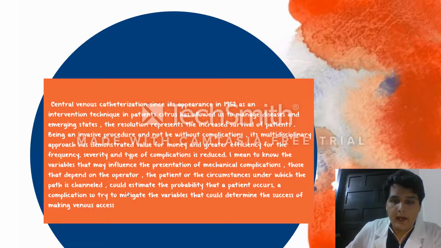reduced. I mean, knowing the variables that may influence the presentation of medical complications, those that depend on the operator, the patient, or the circumstances under which the catheter is placed, we could estimate the probability that a patient develops a complication, so we try to mitigate the variables that could determine the success of making venous access.